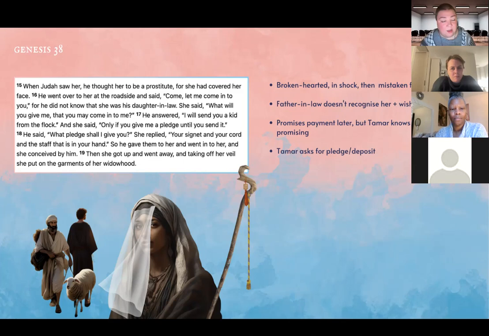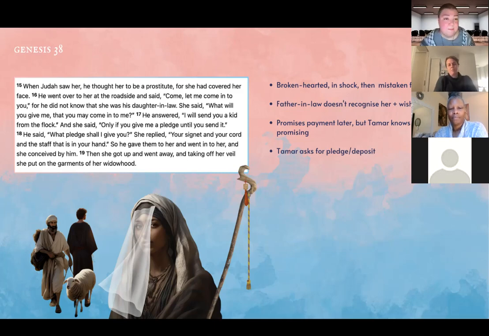Upon arriving, Judah sees Tamar and mistakes her for a prostitute. Imagine that. She's standing there heartbroken and in shock, and now she's mistaken for a prostitute. Not only that, but her father-in-law doesn't recognize her and says he wishes to solicit her immediately, promising that he will later pay her with one of the lambs of his flock. Now, Tamar had already had some experience with Judah not doing things that he's promised to do. And so she says, "You need to make a down payment, a pledge." And she asks for some items, and he agrees and gives them to her.